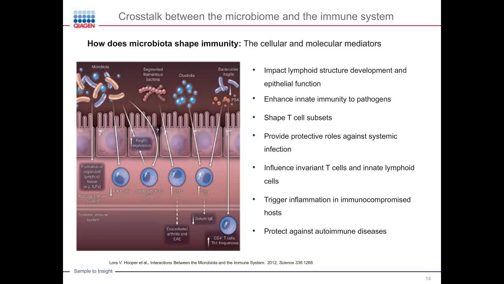We also know that this microbiota can shape the T-cell subsets and can actually affect which T cells are going to be produced and how much these T cells are going to be expressed. Microbiota also provides protective roles against systemic infection. The microbiota can prime the immune system to be ready. Of course, all this being said, a lot of the mechanisms are still not very clear. Some studies indicate that commensal bacteria might even promote host defense at distant sites through the release of certain molecules. So commensal bacteria have multiple roles, and one of the main functions is to prevent invasion by pathogens.